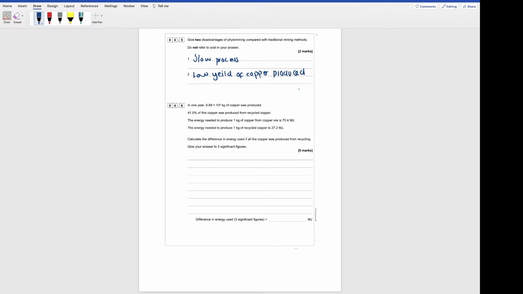Right, so to do this one, and this is a 5 marker, quite a tricky question, probably one of the hardest questions on the paper. We first need to know how much in terms of mass of copper was produced from just recycling. Now we know that 8.89 times 10 to the 9 kilograms of copper is the total. So what's 41% of that? So that's what I'm going to work out. So I'm going to do 41 over 100 times 8.89 times 10 to the 9. That'll give me basically how much copper was recycled. So I'm going to type that in my calculator now.